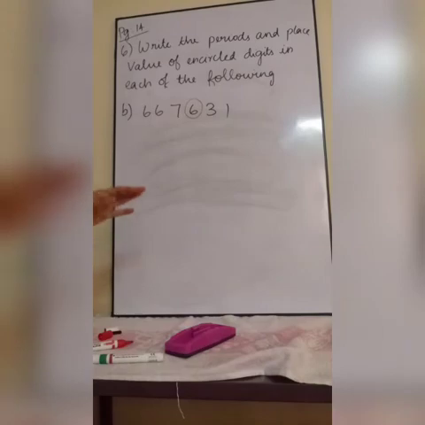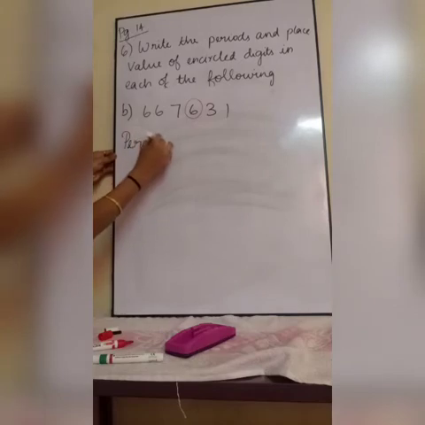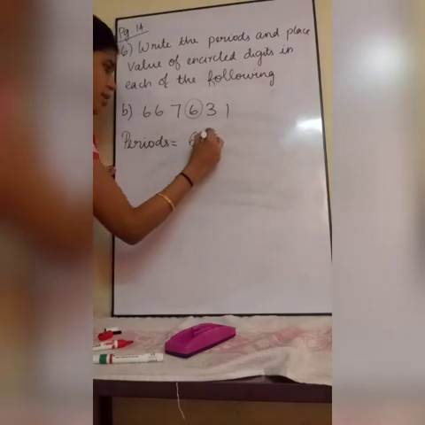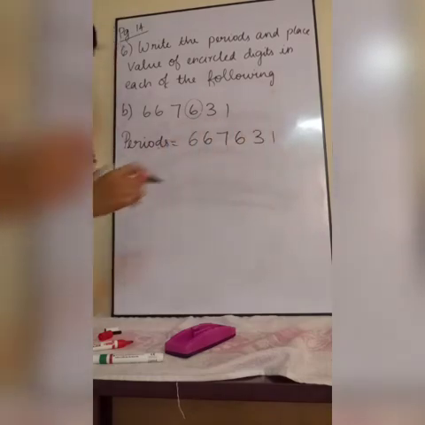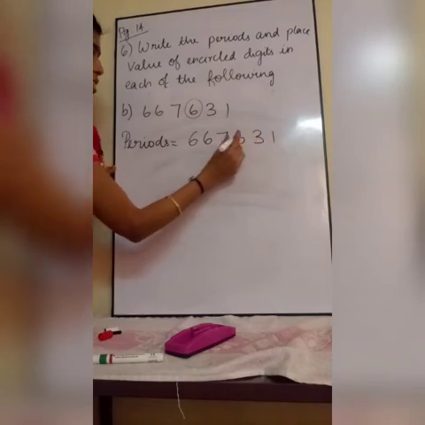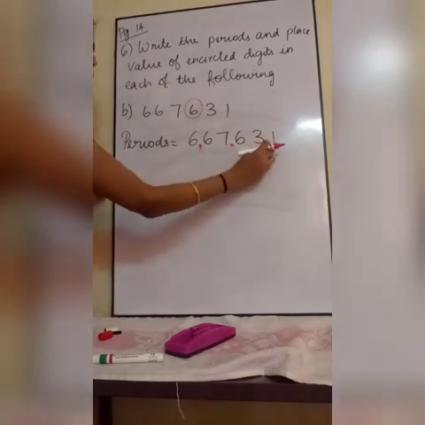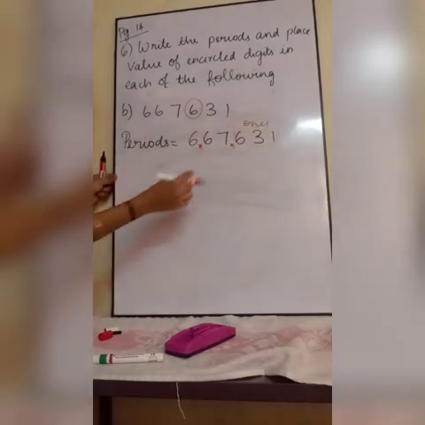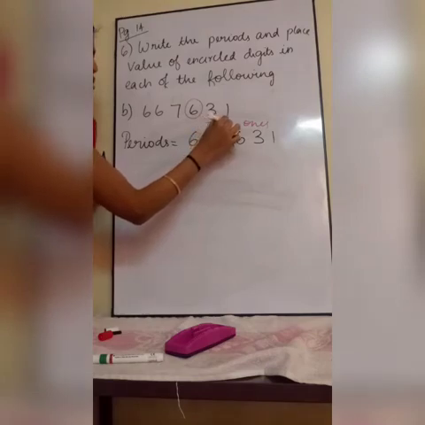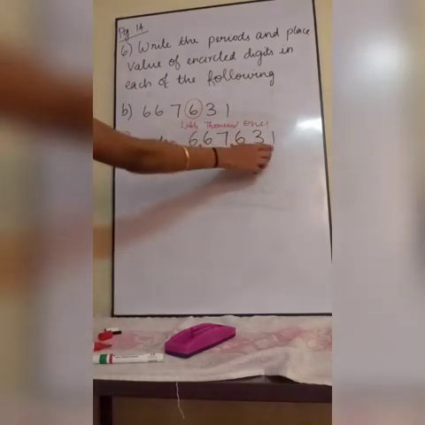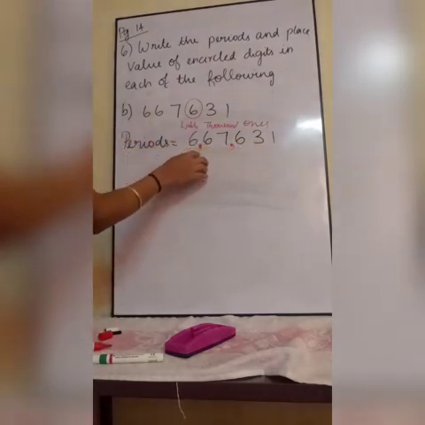In this also, you have to write the periods and place value of the circled digit. So, first periods. Periods means I am going to group them using commas. First I will write the number. I have written the number. Now, ones, tens, hundreds, comma, 1000, 10,000, comma, lakh. Ones, tens, hundreds is ones period, 1000, 10,000 is thousands period, lakh is lakh period.